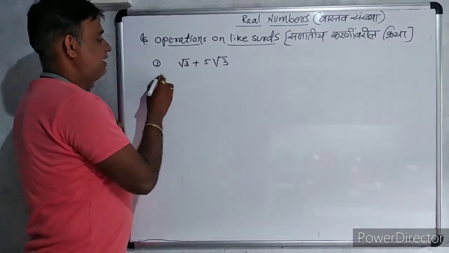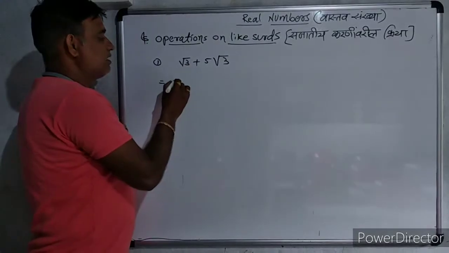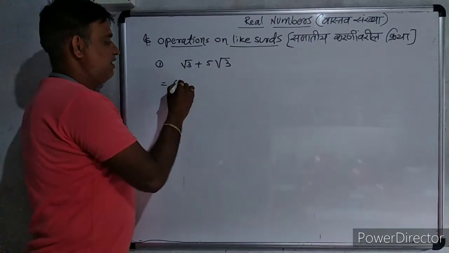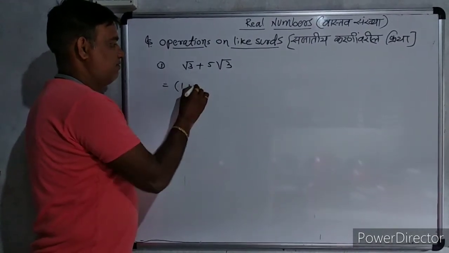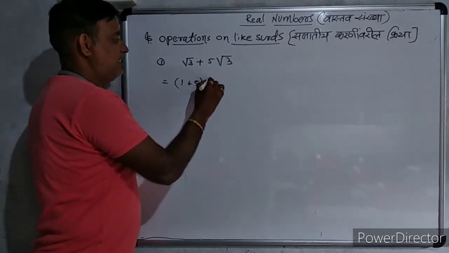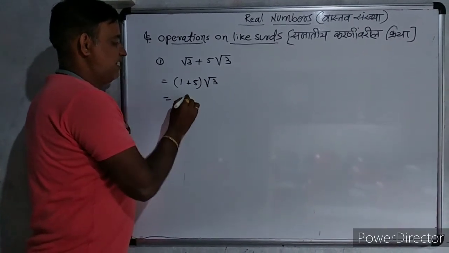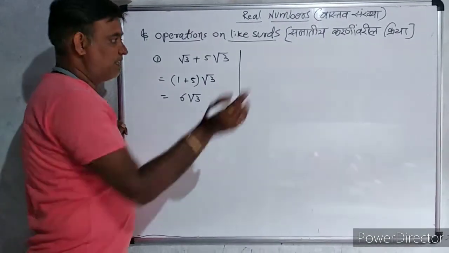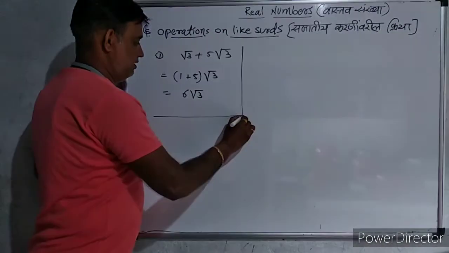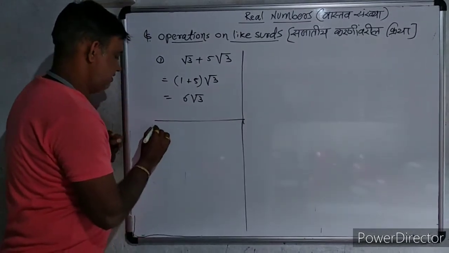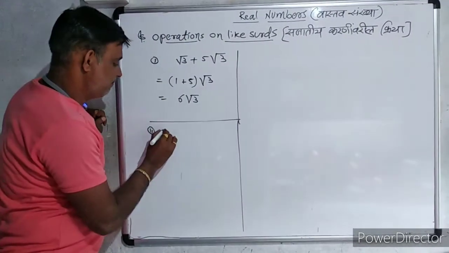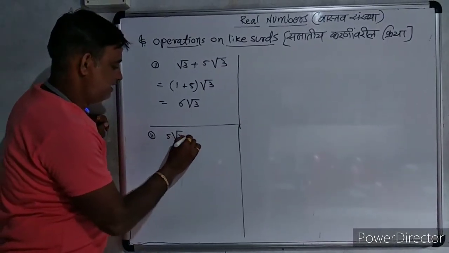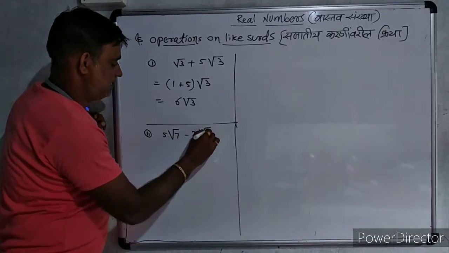Okay. Now radicand 3 is common, so in first bracket 1 plus 5 bracket complete, radicand 3, 1 plus 5 is 6, radicand 3. First operation. Suppose the second we'll learn, that is of 5 radicand 7 minus 2 radicand 7.